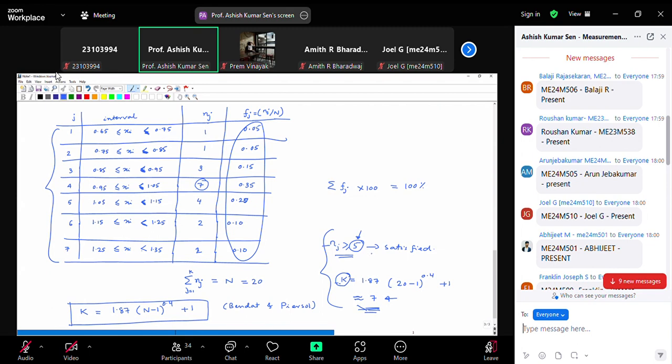But how many data points you want to collect will depend on the probability or the confidence level with which you want to do your measurement. That will come as part of this course as usual. Is that clear to you?